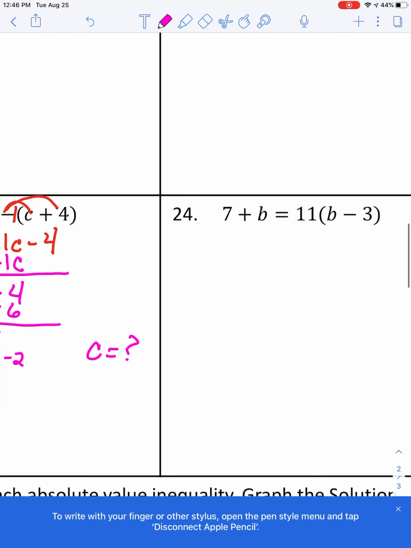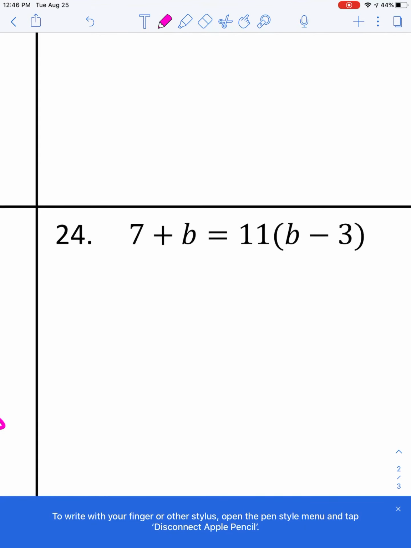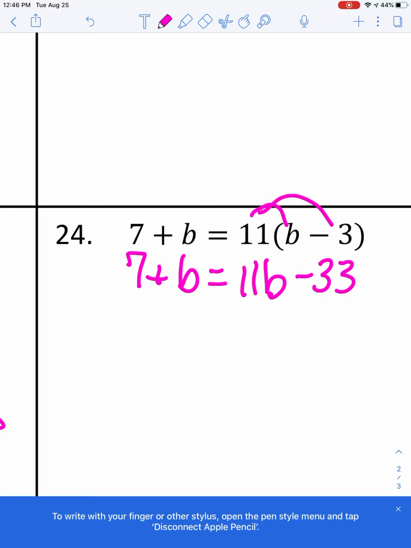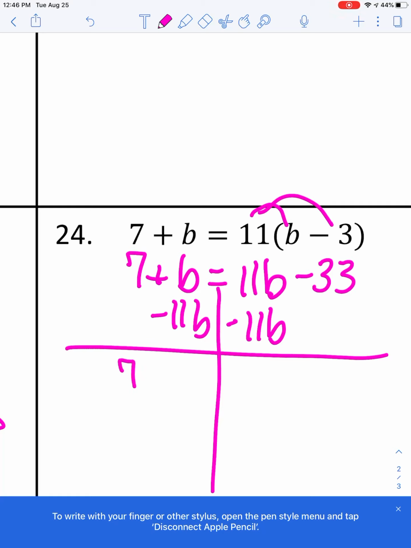I'm going to set up 24 for you. You're going to distribute. So 7 plus b equals 11b when you multiply, minus 33 when you multiply, minus because of positive and negative. I'm going to minus 11b, minus 11b, 7.